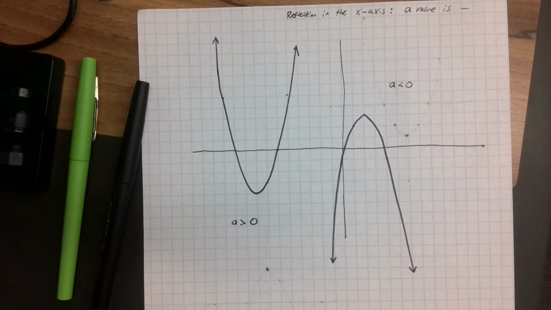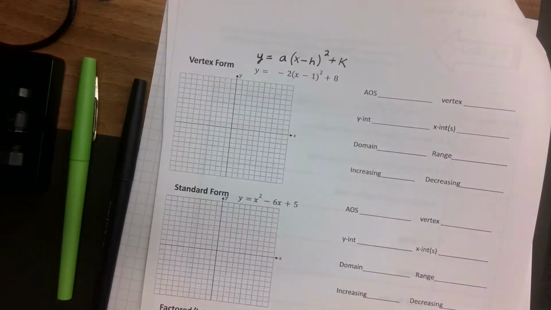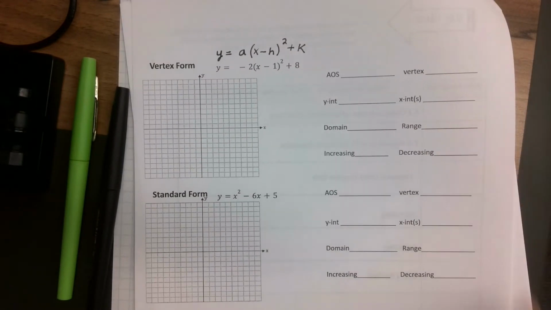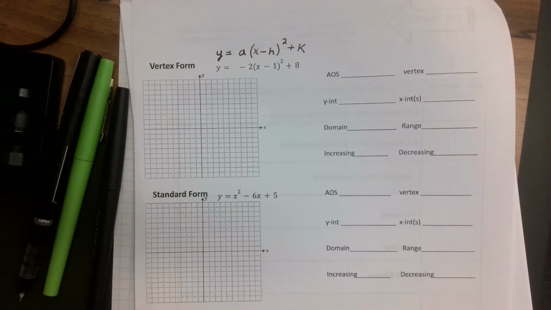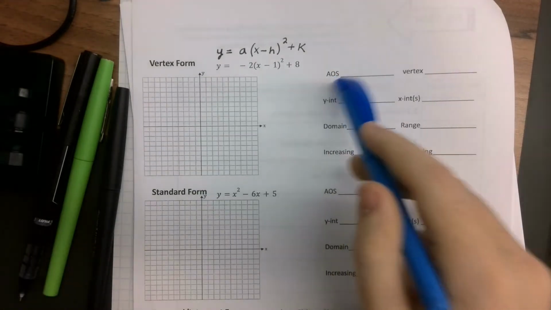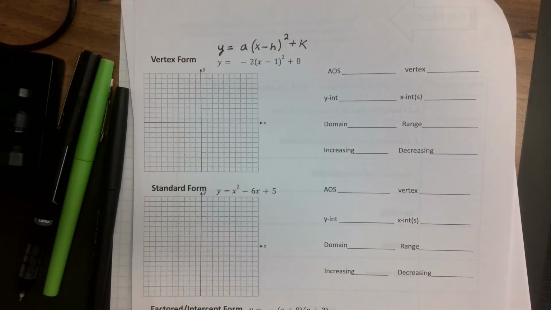Next up, I wanted to talk a little bit about what we're going to be looking for with these parabolas. With every parabola, there are 4 major characteristics that we are going to be working to identify. The 4 major characteristics that we can find on every parabola are the axis of symmetry, or, in other words, AOS, the vertex, the y-intercept, and the x-intercepts.